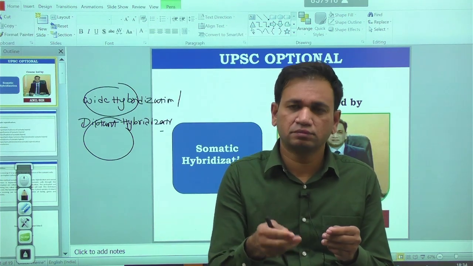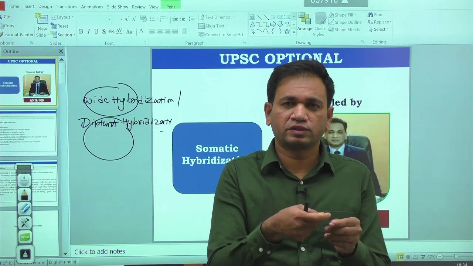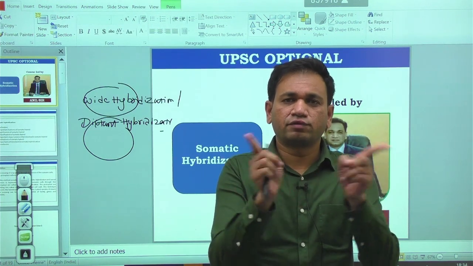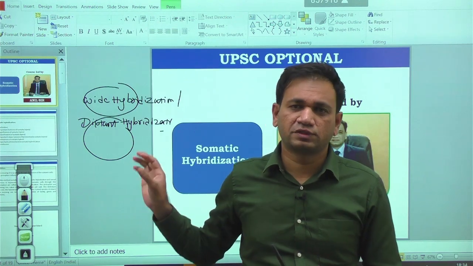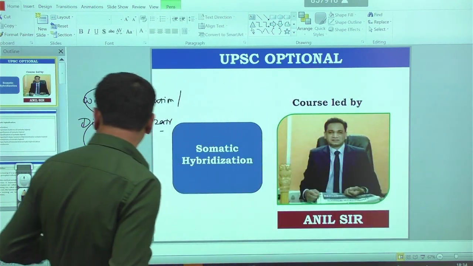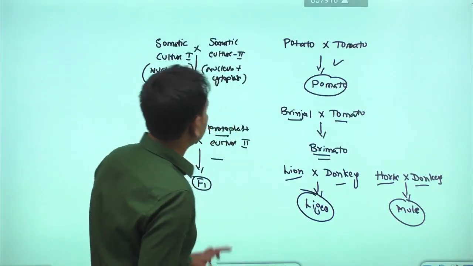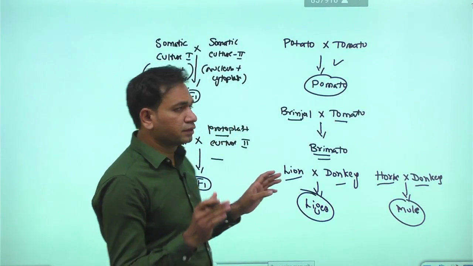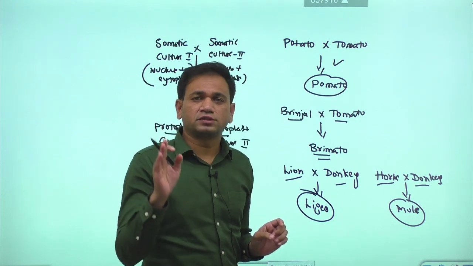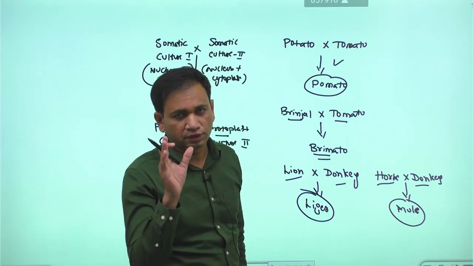Somatic cells means we have protoplast culture. The protoplast culture will be isolated from different plant species. After that, fusion of the protoplasts takes place in somatic hybridization. We have a few examples. That means irrespective of the plant species, hybridization is possible through somatic hybridization. That is the one thing we say.